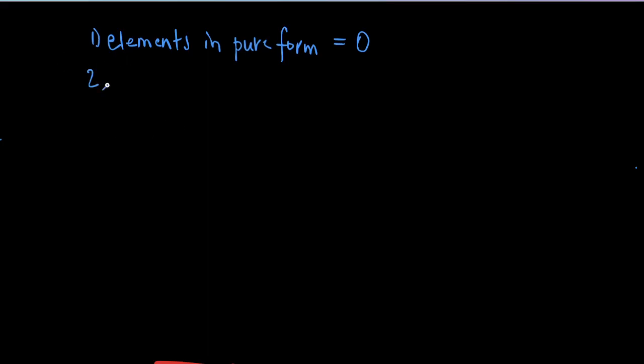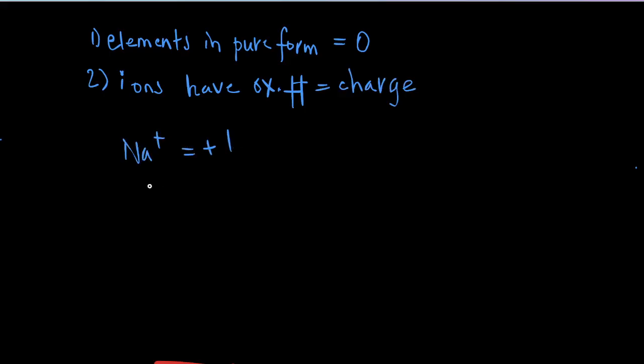That brings us to the second rule, another one that is pretty straightforward, and that is our monoatomic ions. Our ions are going to have an oxidation number that is equal to their charge. So if we have a sodium ion, that's going to have a +1 oxidation number. A chloride ion is going to have a -1. A magnesium ion, that's going to be +2, and so on and so forth. So when we're trying to find the oxidation number of an ion, it's simply going to be equal to the charge that that ion has. Okay, so far, so good.